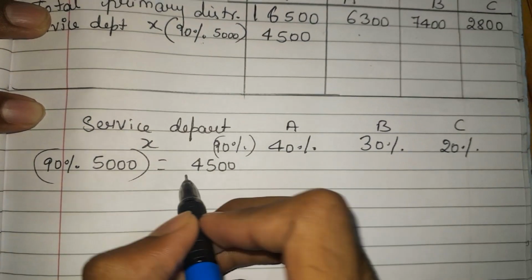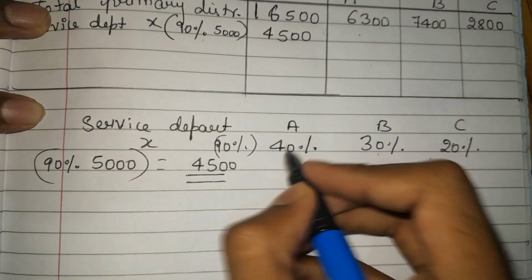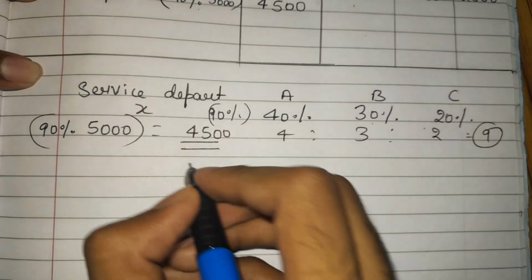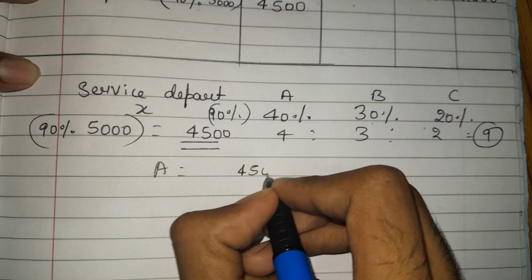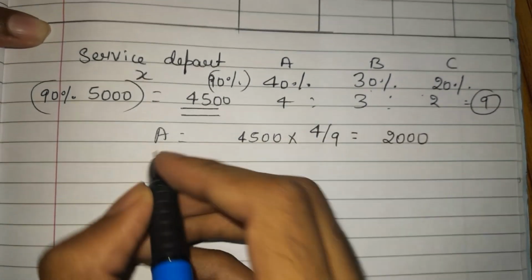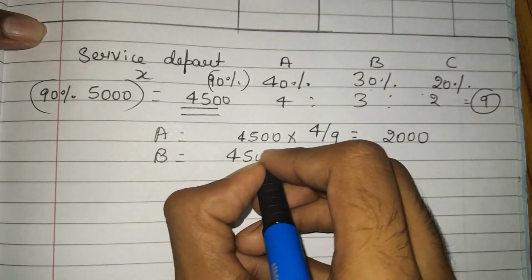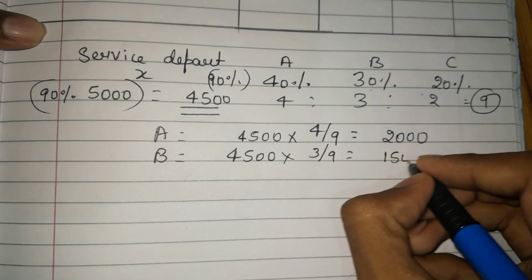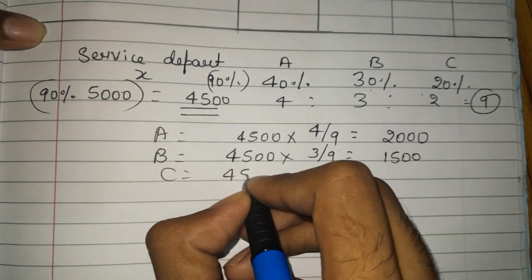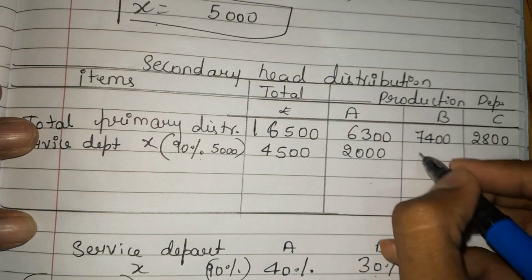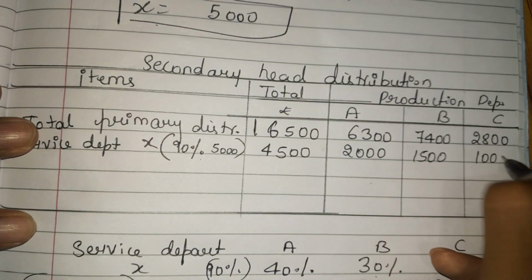Now in what ratio we need to divide? Now see 40, 30, 20. So 4 is to 3 is to 2. It will be 9 totally. So for A department it is 4,500 into 4 divided by 9. It will be 2,000. Next for B department it will be 4,500 into 3 divided by 9. It is 1,500. Next C department it is 4,500 into 2 divided by 9, it is 1,000. So the same amount we will write here, 2,000, 1,500, then 1,000.